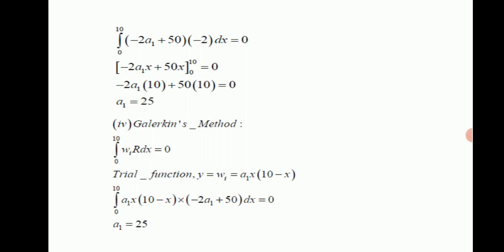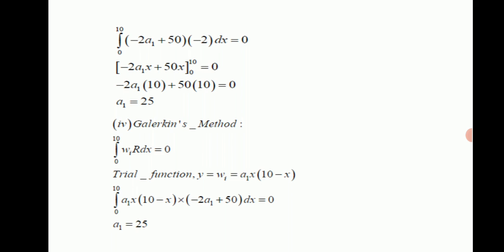So we substitute in that formula, integral of 0 to 10 of wi r dx. For wi, we put the trial function's value there. So a1x into 10 minus x into minus 2a1 plus 50 into dx is equal to 0. By solving this formula, in this method also we get the same answer, a1 is equal to 25. So the trial function y is equal to 25 times x into 10 minus x for all methods. We get the same answer, 25, in all four methods.